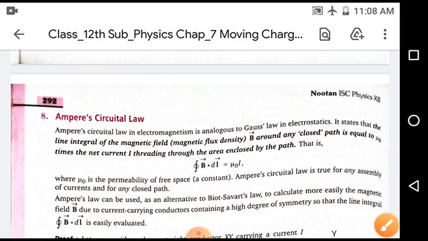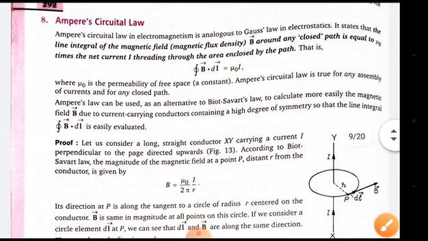Now I want to explain. If we take a wire of infinite length, then the line integral of the magnetic field produced around the wire will be equal to mu naught times the total current flowing in that wire. This is the statement of Ampere's Circuital Law.